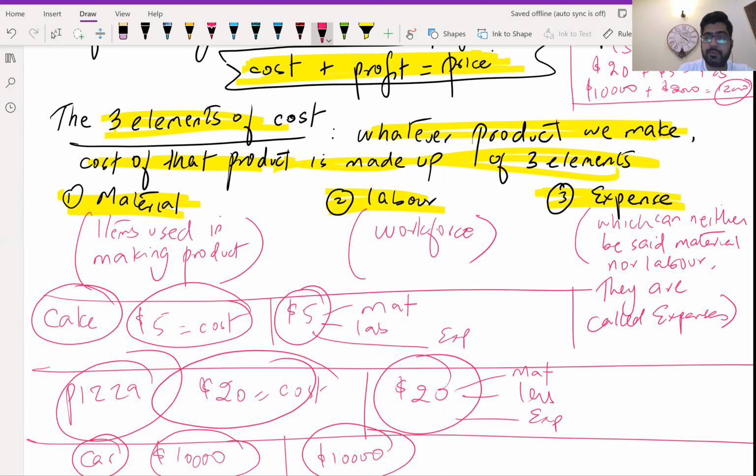It's definitely made up of three things because three items are the elements of cost. Does there involve some items used in making car? Yes, aluminum, steel, fiber, that's material. Were there some workers involved? Yes, labor. Electricity, etc., expense.